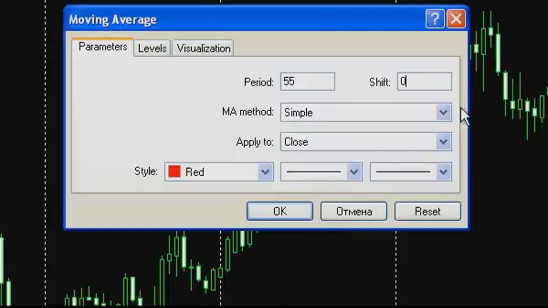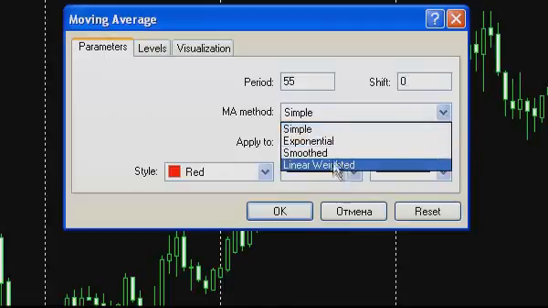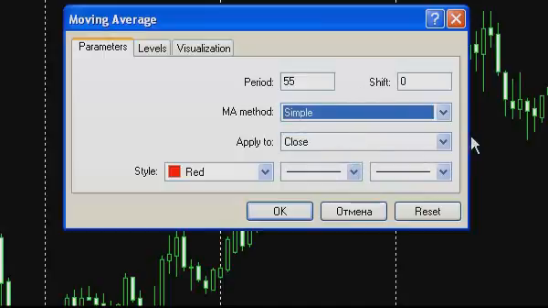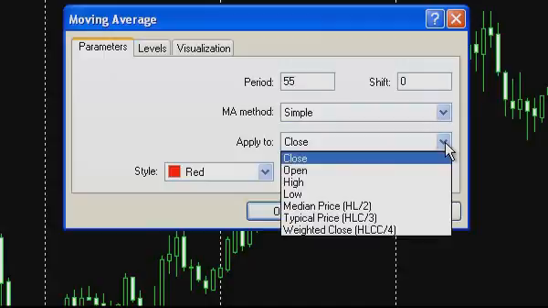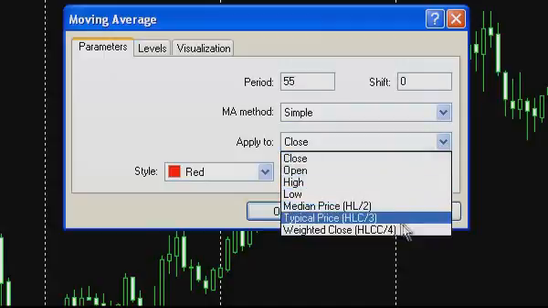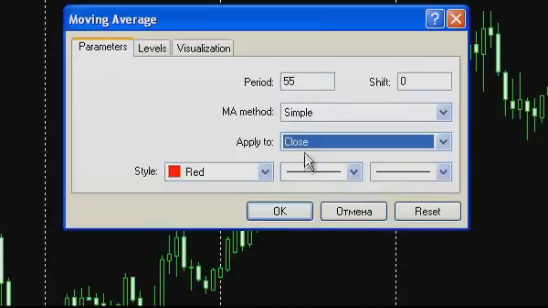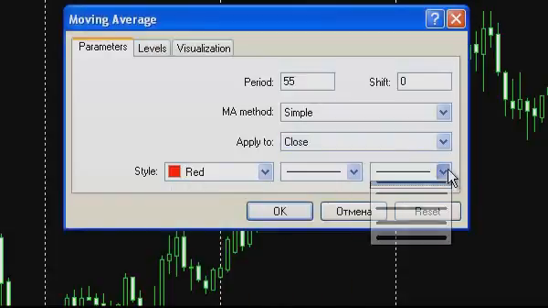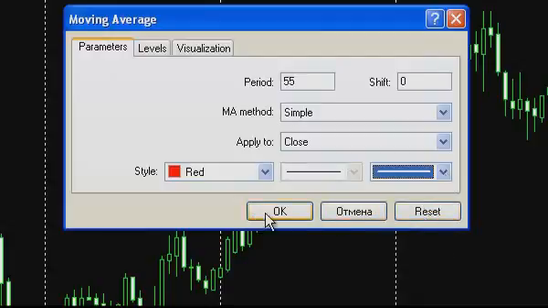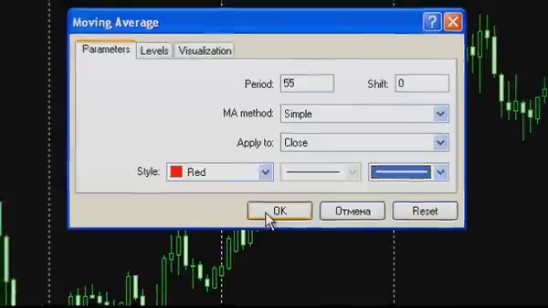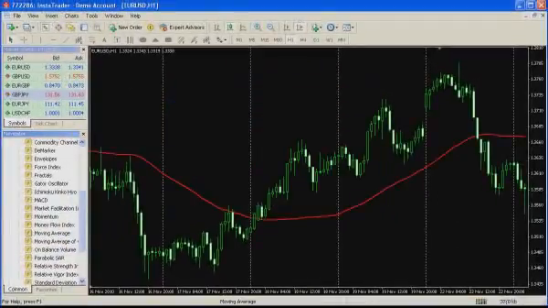Deciding on a method of plotting the moving average. We shall not alter the simple MA method. Then, in the Apply To slot, we shall enter values which will form the basis for our moving average. On the InstaTrader platform, there are several price types to choose from for plotting the average. Let us take a standard variant, closing price. At last, select a color and style of the first moving average. Once you click the OK button, a simple moving average will appear on the chart. Repeat the above-mentioned steps to add to the chart a weighted and an exponential moving average.